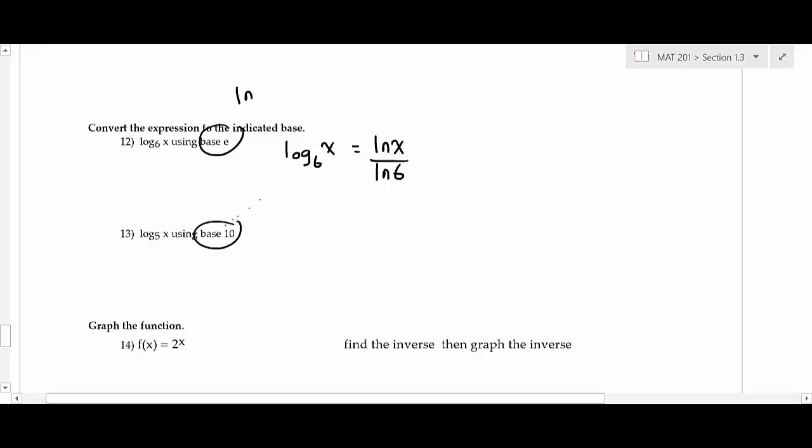Log, L-O-G. So on this one, if you have log base 5 of x, that would be equal to log of x over log of 5. You always divide by the log of whatever the base is. That's the change of base formula, okay?